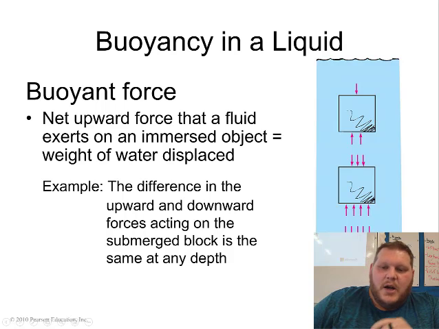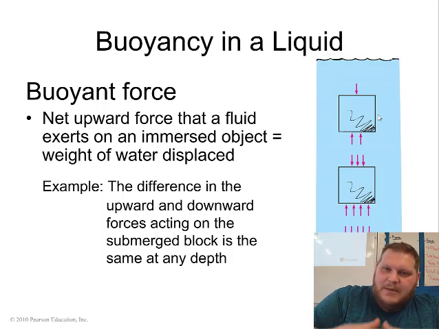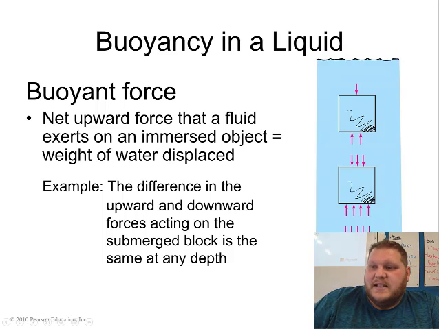The difference between your upward and your downward forces acting on the submerged object is the same at any depth. So as we go deeper and deeper down, my pressure downward is greater, but my buoyant force upward is also proportionally greater. So my net force acting on an object is going to be equal at any depth. Because again, the deeper you go down, there's going to be more pressure, because it's equal in all directions. There's more pressure going down on the object, but there's also an increase in the amount of water that's displaced as well.